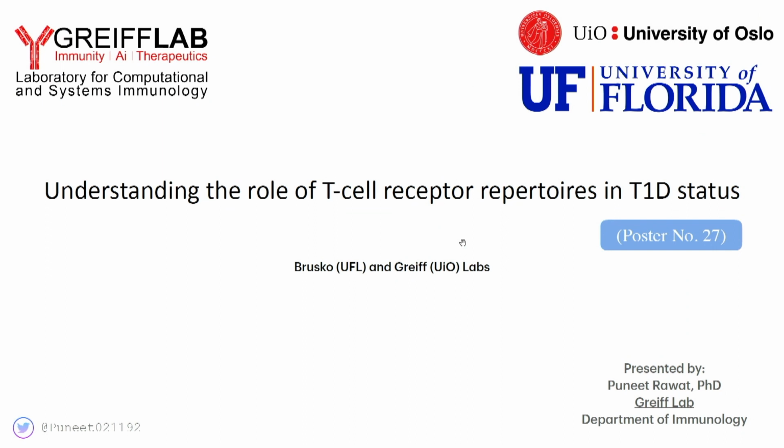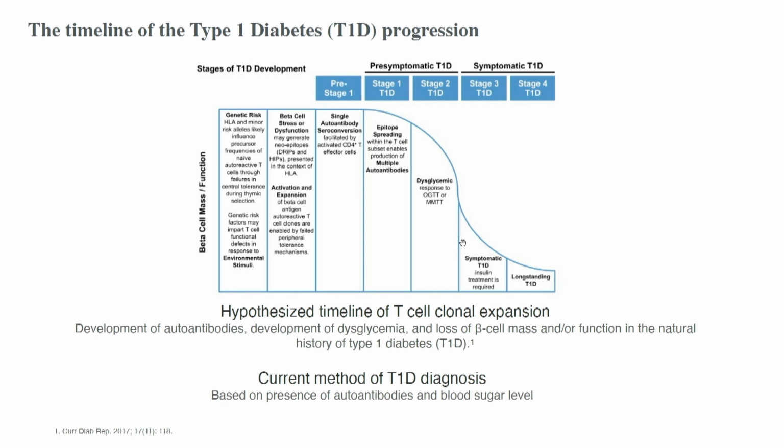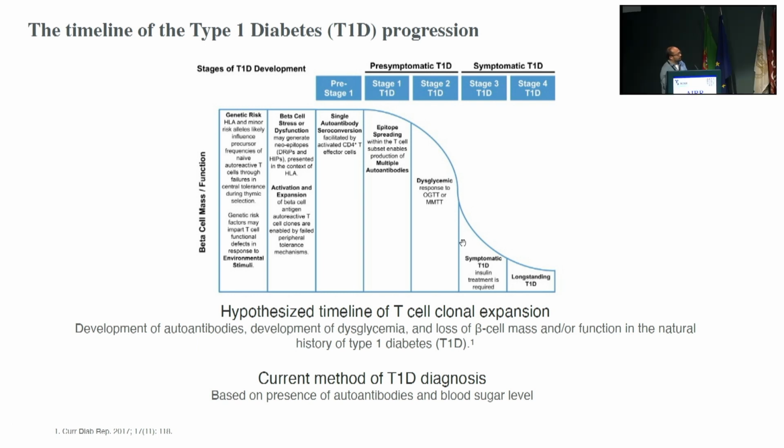Thank you. So today I'll be talking about my ongoing work on understanding the role of T-cell repertoires in type 1 diabetes. Just to give you a brief introduction of type 1 diabetes progression: first you have a genetic risk based on HLAs, which leads to beta cell distress and dysfunction, and then you have autoantibodies built up in your body. Once you have multiple autoantibodies, the person suffers from dysglycemia, which requires insulin treatment, and then you have long-standing type 1 diabetes. The current method for diagnosis of type 1 diabetes is based on the autoantibody presence and the blood sugar level.